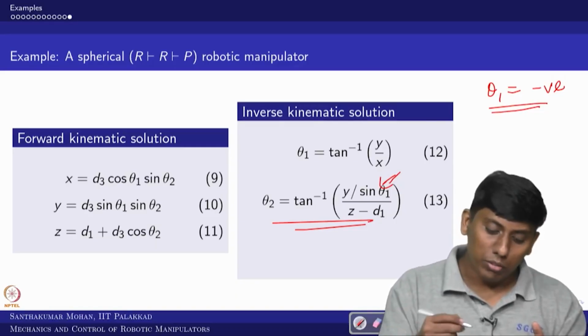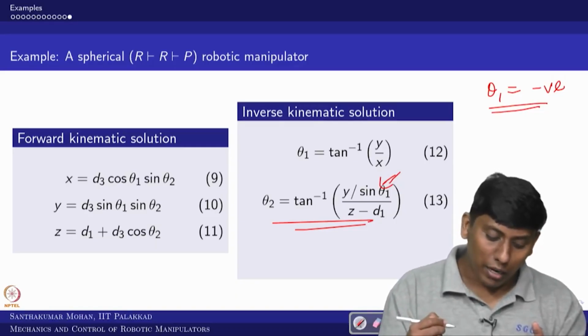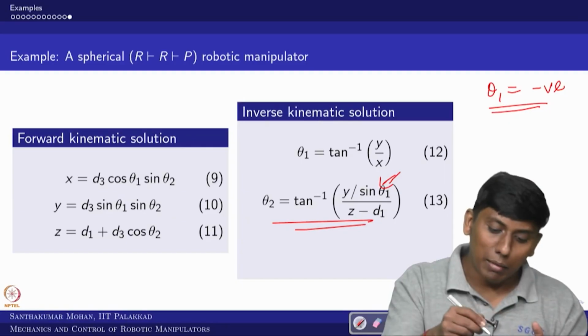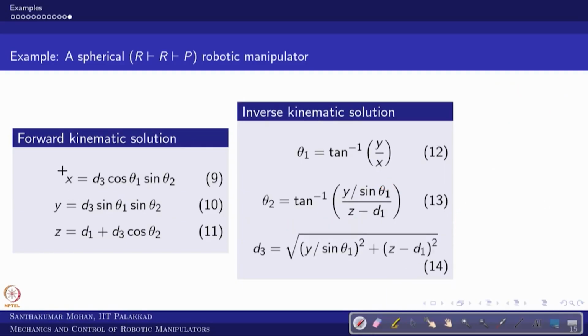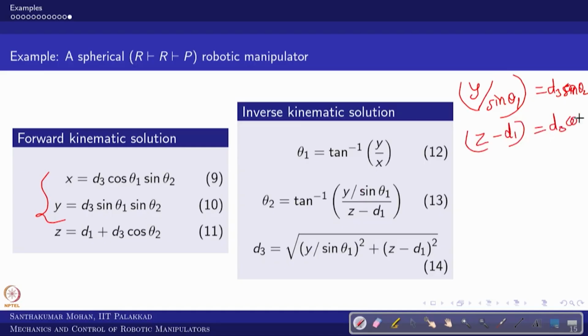Now, what would be the d3 you need to have? d3 can be calculated in a number of ways. One way is to square and add these two, like what we have done here. You take y divided by sin theta 1, which is equal to d3 sin theta 2, and z minus d1 gives d3 cos theta 2. You square and add, then take the square root, and this is what comes.